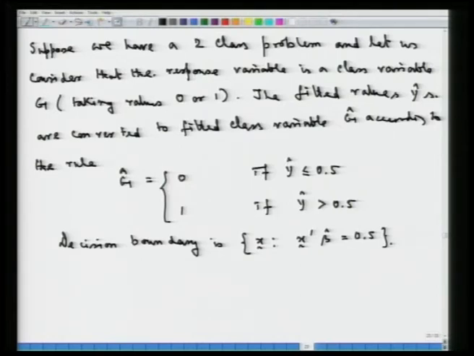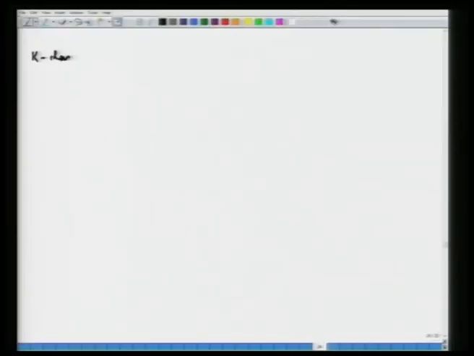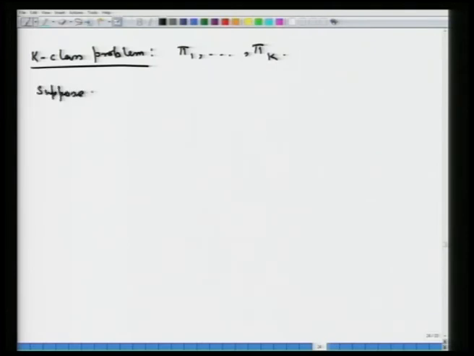Now, this simple concept, what we have for this 0 1 response variable, can be generalized for a k class problem. Let us see that particular generalization. Suppose we have a k class problem, meaning thereby we have k populations pi 1, pi 2, pi k. These are the k possible populations.